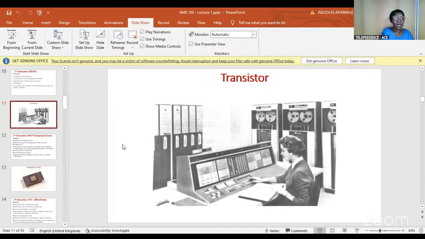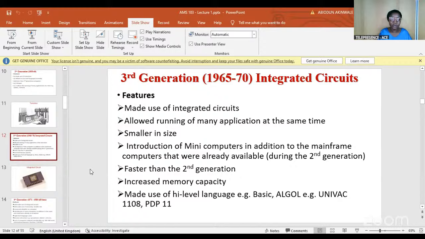So look at the picture of a transistor. So next, you can see it's not as massive as the other one we had, and you can see the office is neater. The operator can place it on the table, unlike the one that occupied the whole room in the first generation. Please, the next slide.